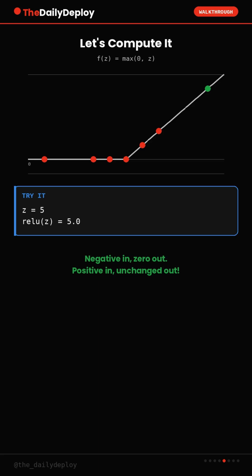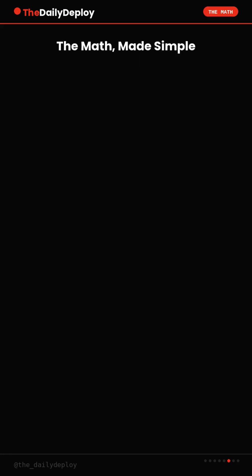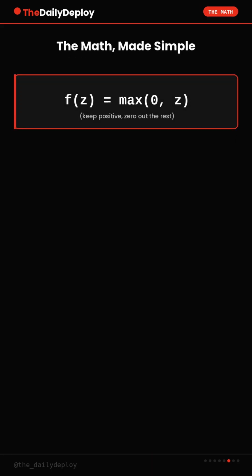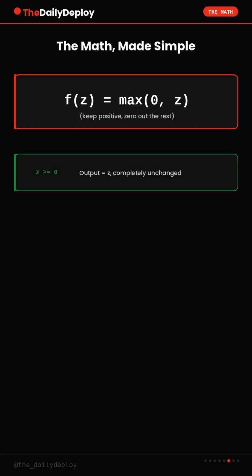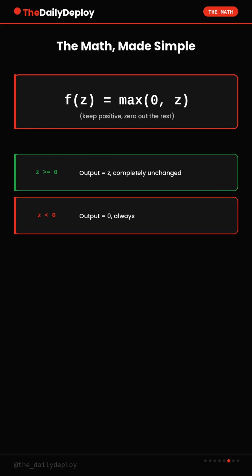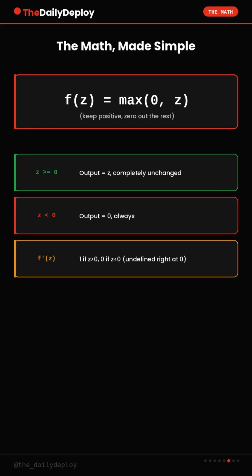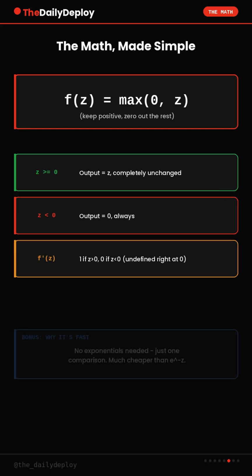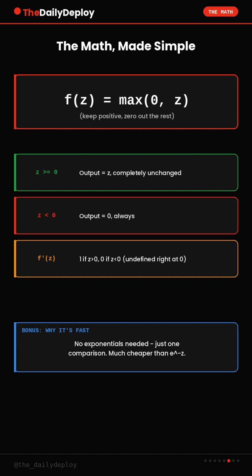Now for the math. ReLU is defined as the maximum of 0 and the input. In piecewise form, it outputs 0 when the input is negative and outputs the input itself when it's positive. Its derivative is 0 for negative inputs and 1 for positive inputs. Since ReLU doesn't use exponential calculations, it's much faster and more computationally efficient than Sigmoid or Tanh.